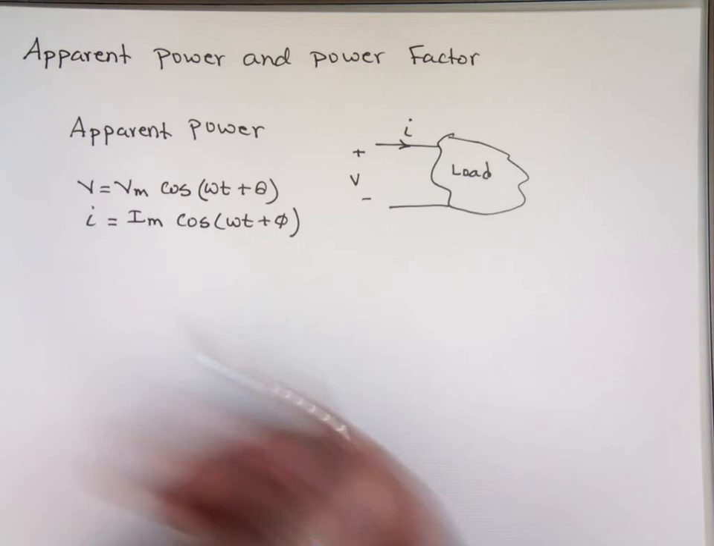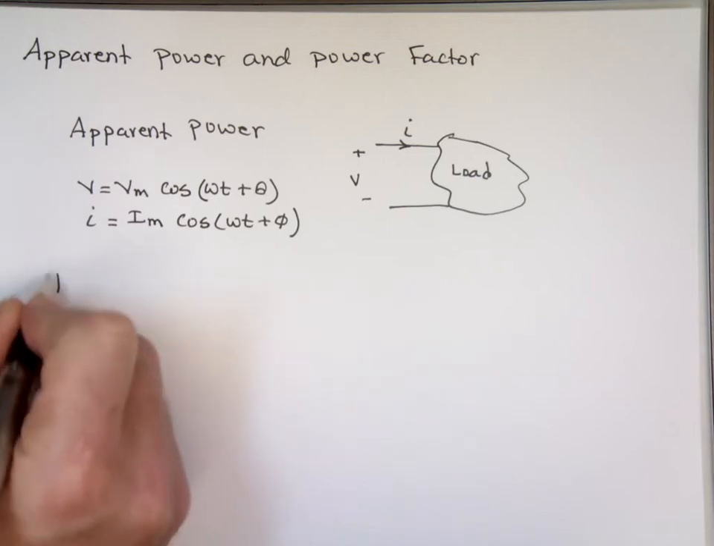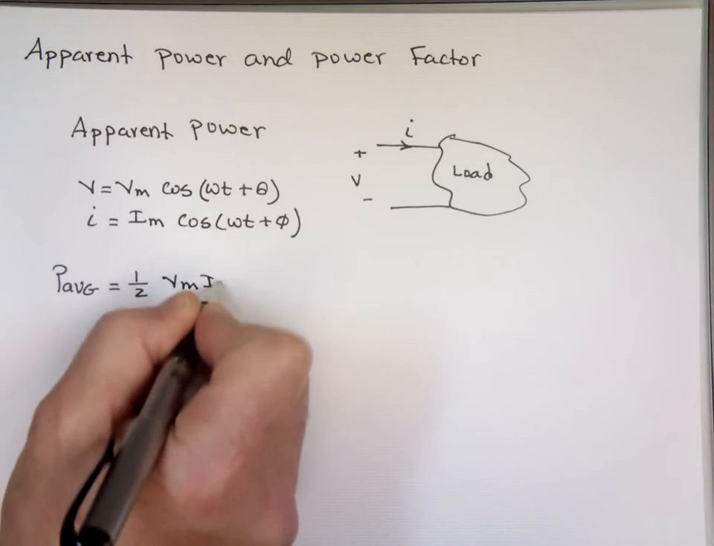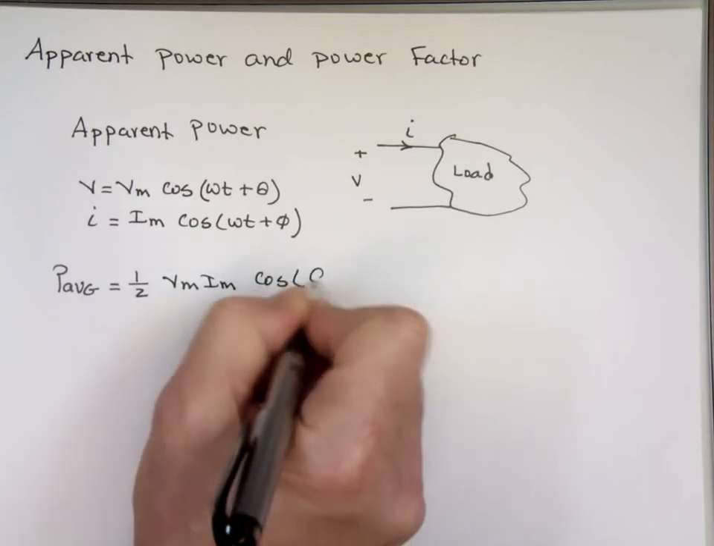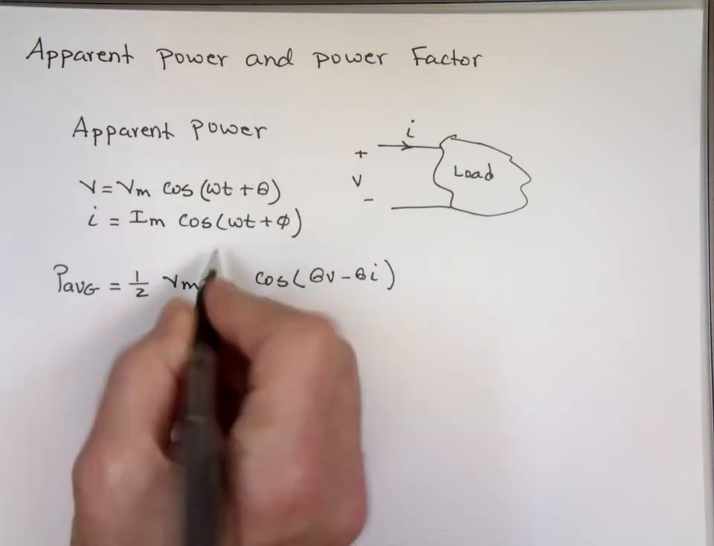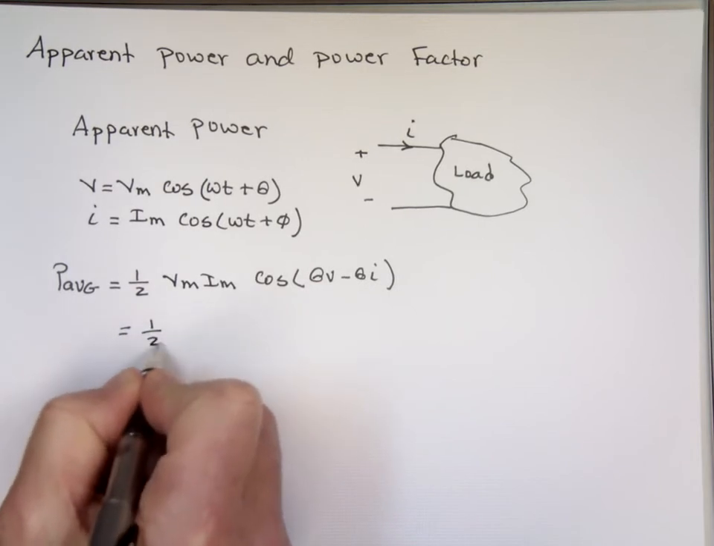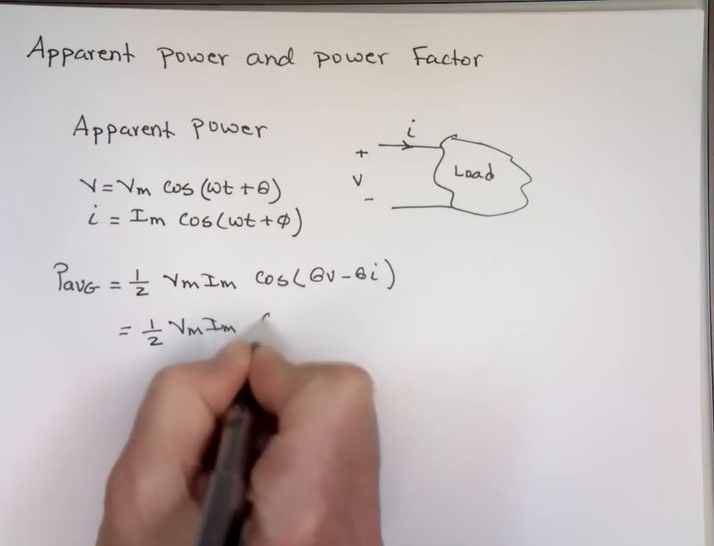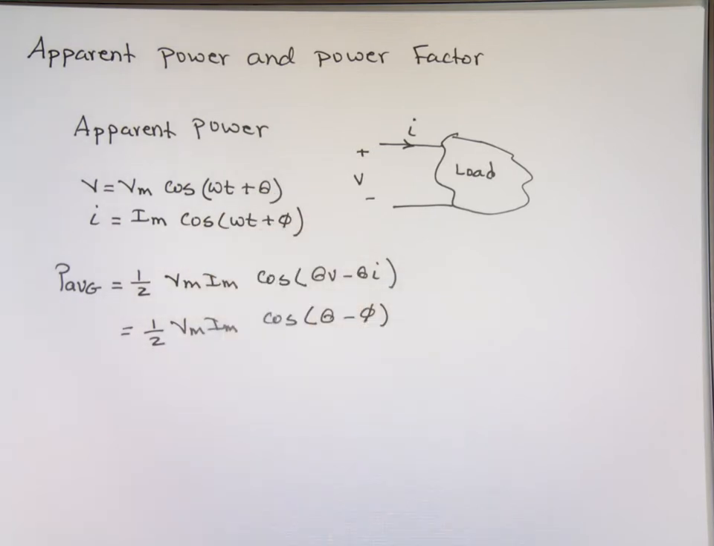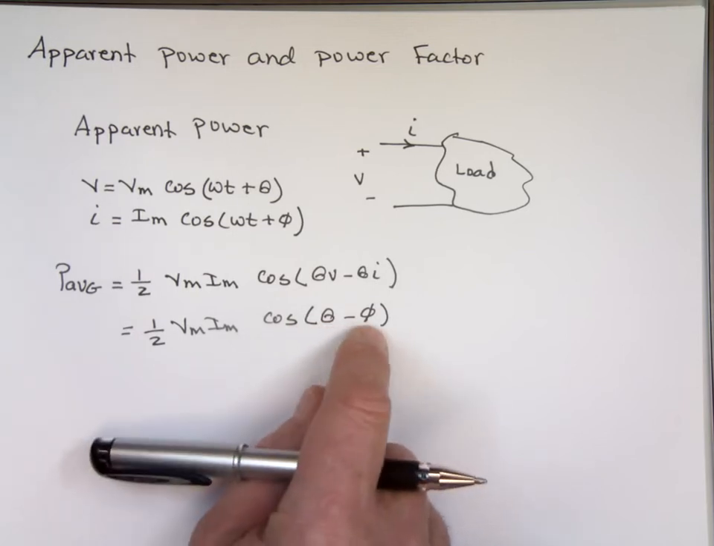Now, we talked last time about average power. Remember the average power? What was the definition of average power? It's 1/2 V max I max cosine of theta V minus theta I. We talked about that theta V minus theta I. In this case, it will be theta minus phi for this example. So for this example, the average power will be 1/2 V max I max cosine of theta minus phi. That's theta V and that's theta I.